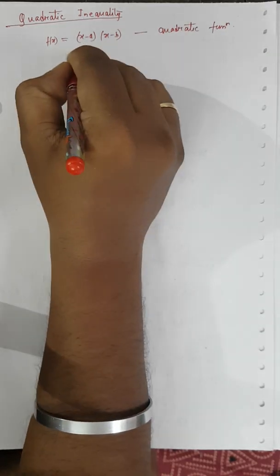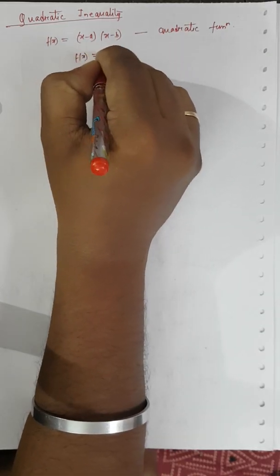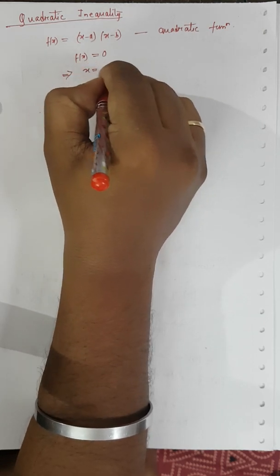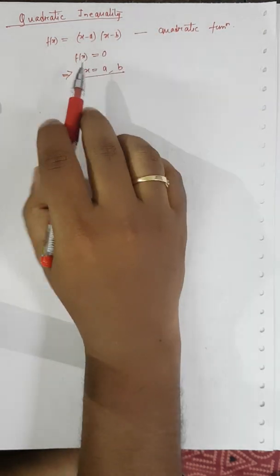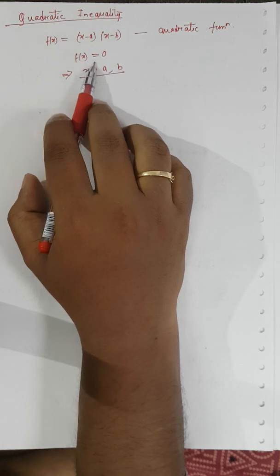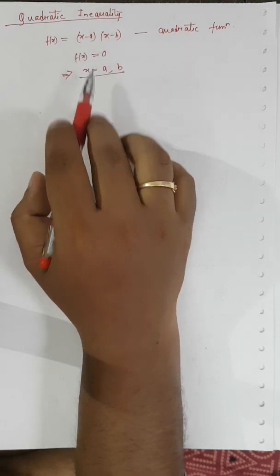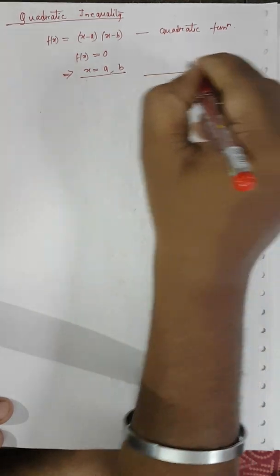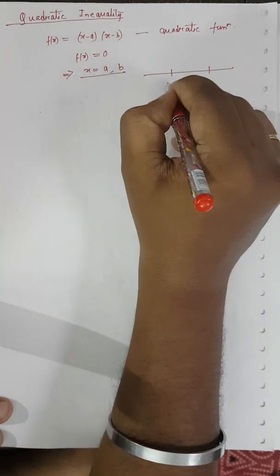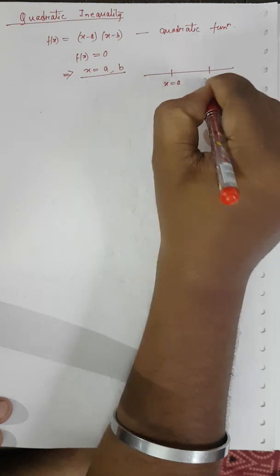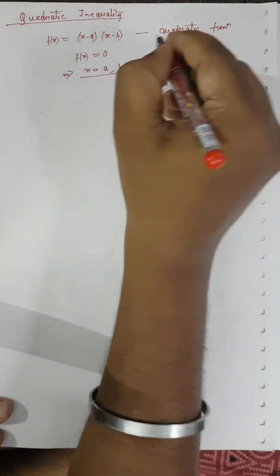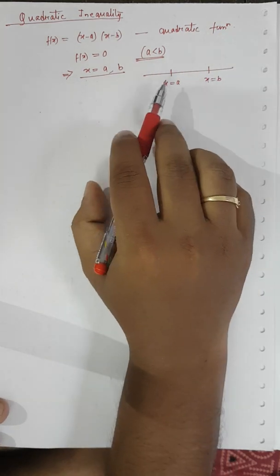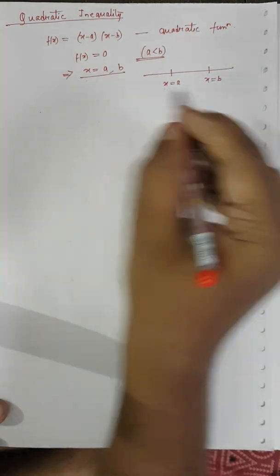We know if I compare f of x is equal to 0, then it will yield x equal to a and x equal to b. If I compare f of x is equal to 0, then I will get the roots a and b. On the number line, they will occupy these positions, x equal to a and x equal to b. Suppose a is less than b, so on the number line they will occupy this position.